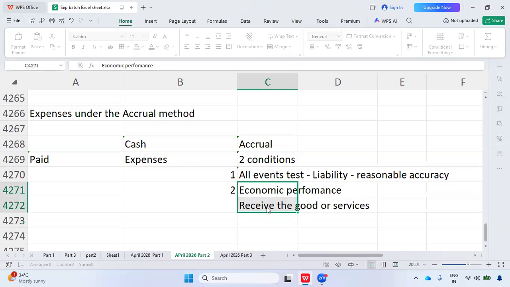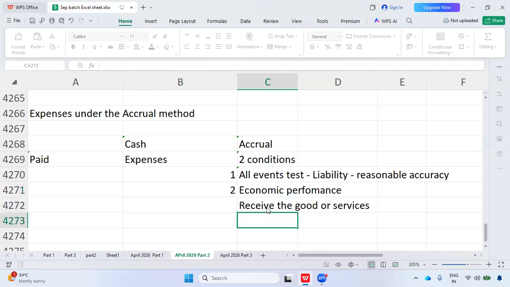Economic performance should be done, and all events test means we are legally obligated to the other party, as the creditor. If yes, then we are meeting the all events test. And second, either we should receive the goods or we should receive the services, then the economic performance requirement is also met. If both conditions are met, then we can claim as an expense. So this is in case of accrual method.